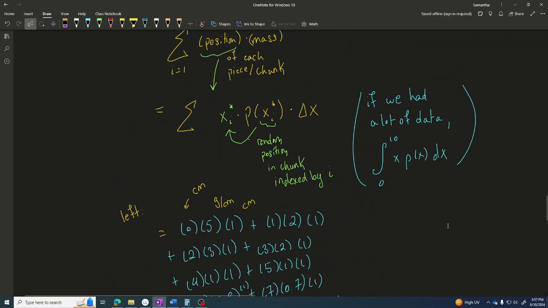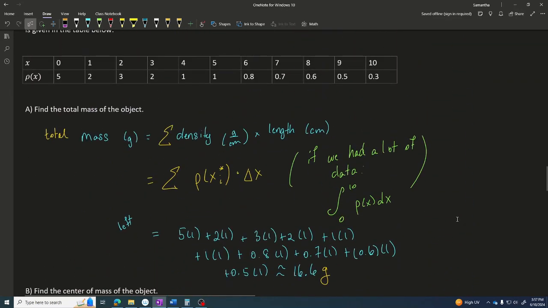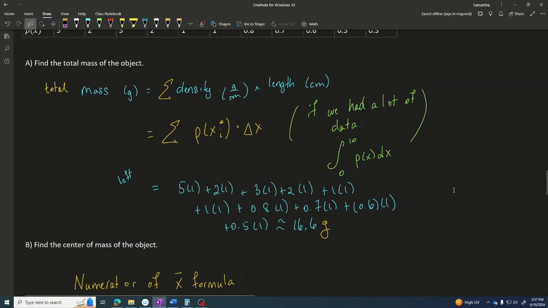And that's just because of exactly what we said up here in part A. Density times length is how you get mass. Summing up, density times delta x is how you get mass. And if your data is very small, then that delta x becomes a dx, and that sum becomes an integral, long S. So this integral of density dx is how you calculate total mass.